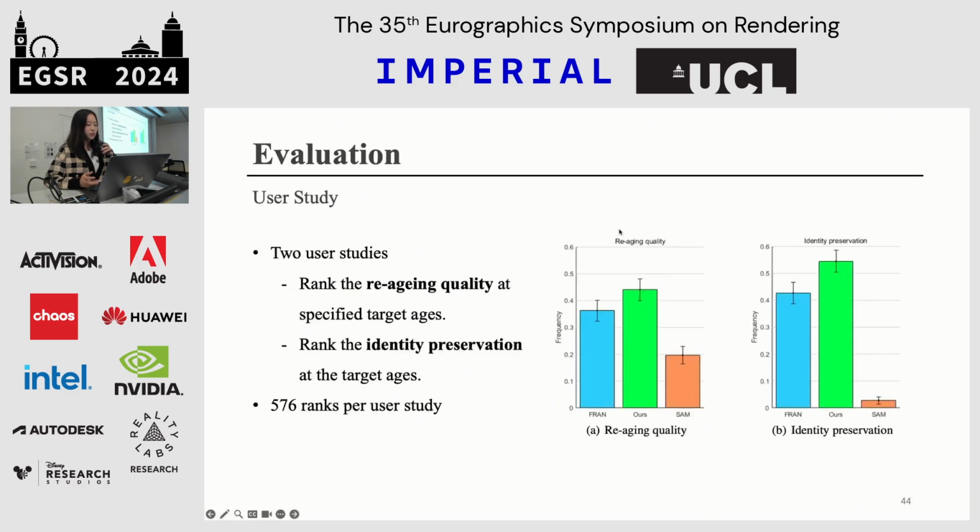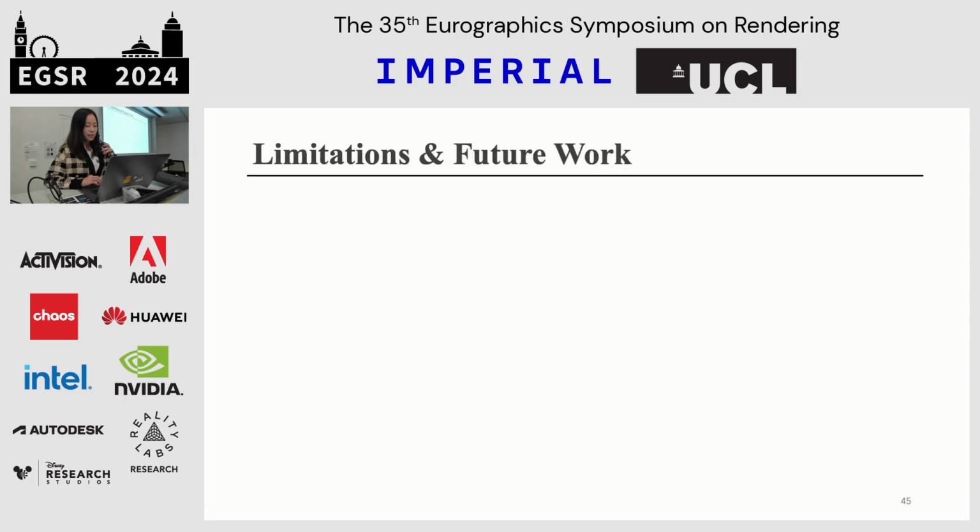We also did two user studies here. The first user study ranked the reaging quality, while the second ranked the identity preservation. We collected 576 ranks per user study. For the first user study, we can see that our method is better than the other two, and in the identity preservation user study, we and Fran are much better than Sam.